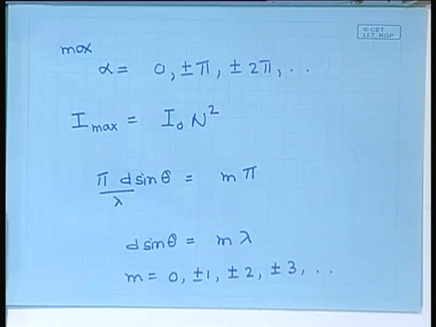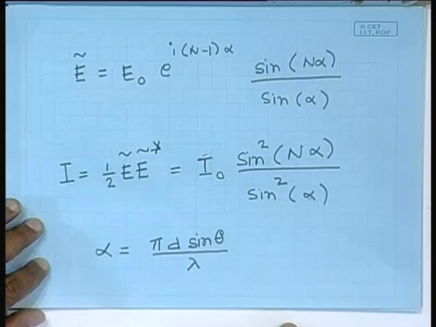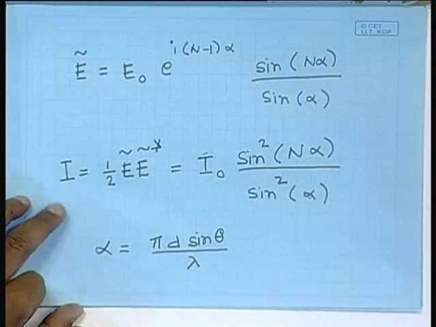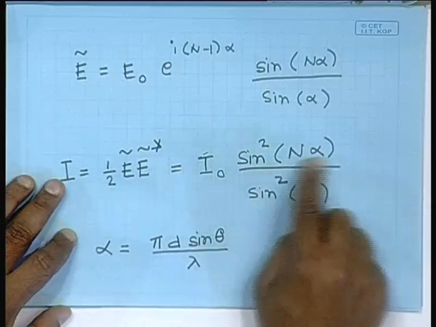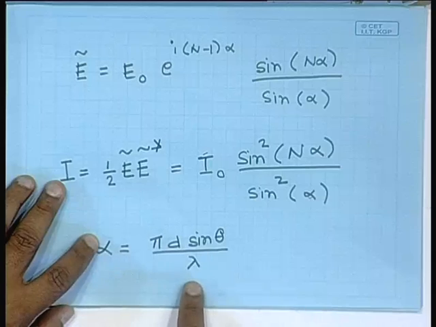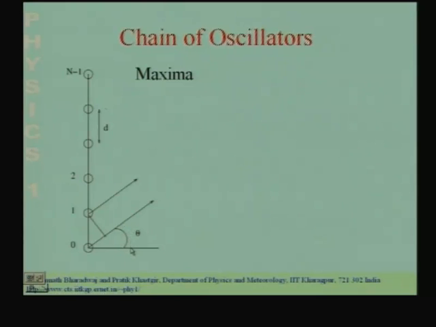Let me repeat this again. We are looking at the intensity that is going to be produced by the chain of oscillators, and we have derived and found that the intensity pattern is given by I is equal to I naught sine square n alpha divided by sine square alpha, where alpha is pi d sine theta by lambda. Let me just, to get things clear, remind you, theta is the angle at which the observer is located. So, this tells us how the intensity is going to vary if I change the angle theta in different directions.